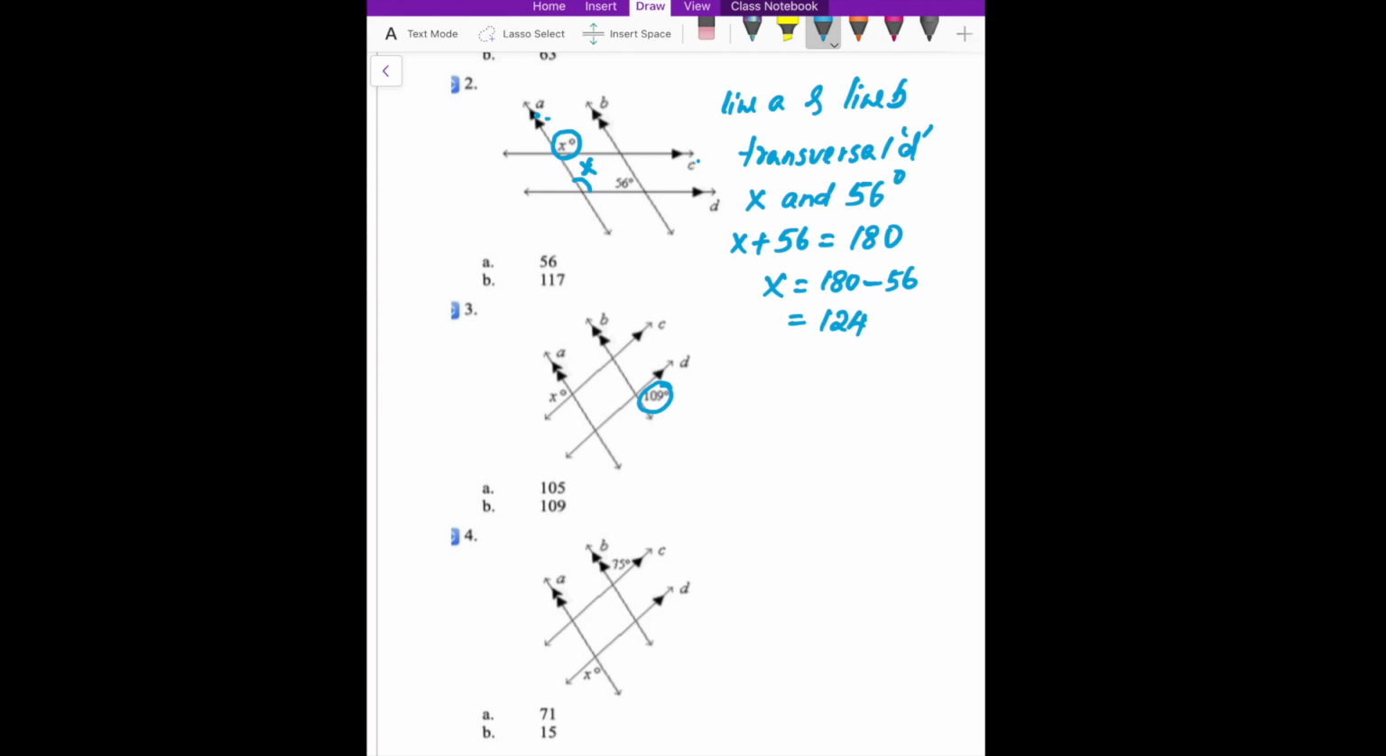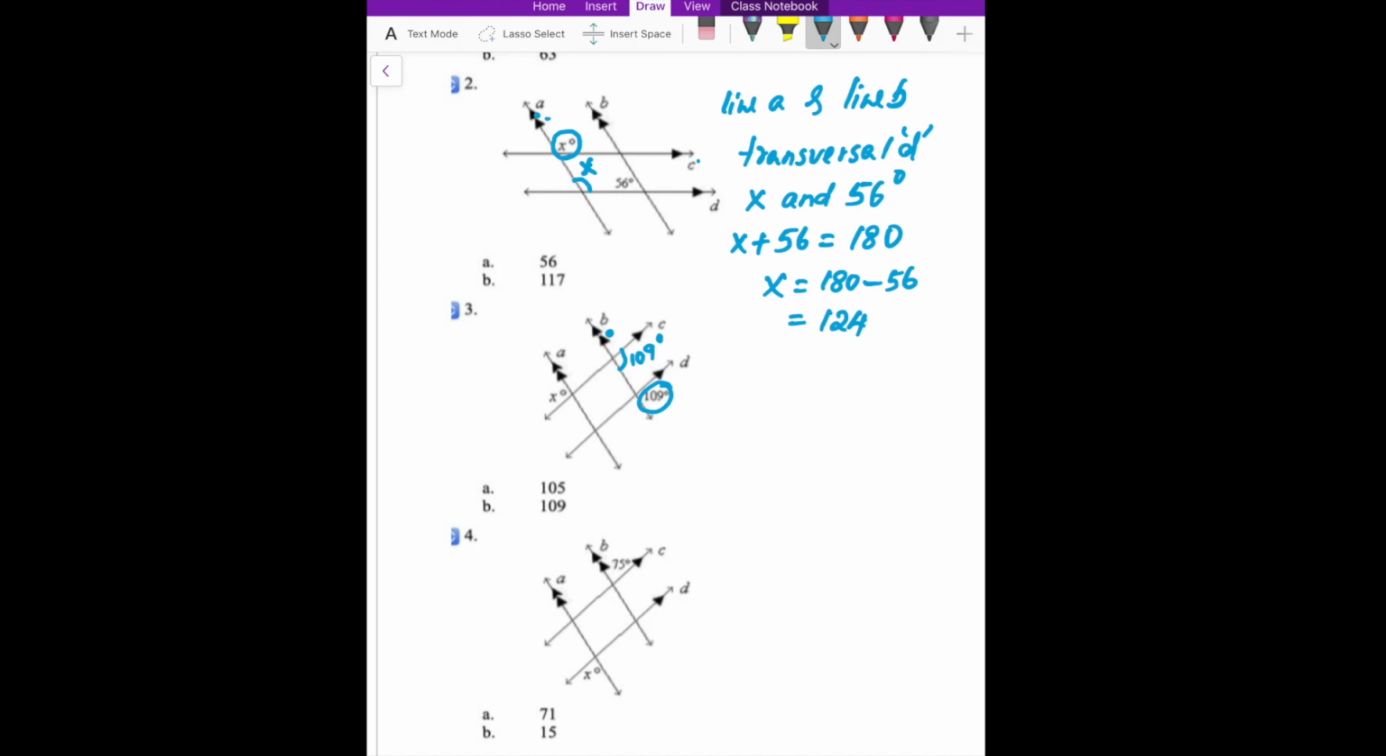The corresponding angle of 109 should be on the right side of the transversal B and below C. So that means this is going to be 109 degrees. That is the corresponding angle of the given angle, 109 degrees.